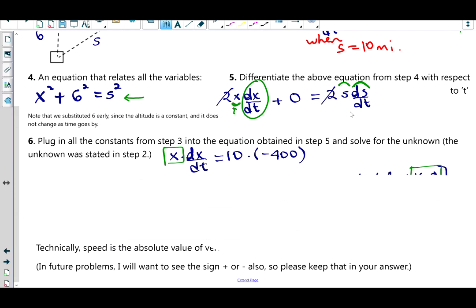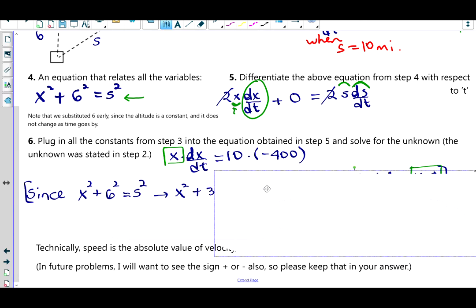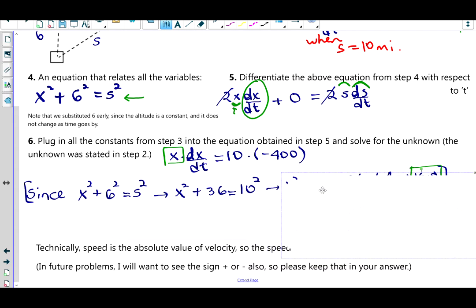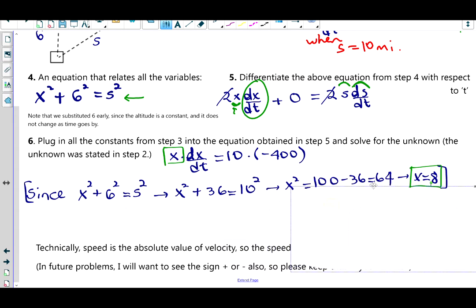So s is given as 10. ds/dt was given as negative 400. Now we're left to figure out what x is, and there we can find our equation. Since x squared plus 6 squared equals s squared, and s is 10, go ahead and plug in 10 squared, which will be 100, and subtract 36. So that way you can solve for x. So 100 minus 36 equals x squared. That means x squared is 64, and x is positive 8. Since it represents a length, we cannot choose plus or minus 8, only the positive 8 is selected.